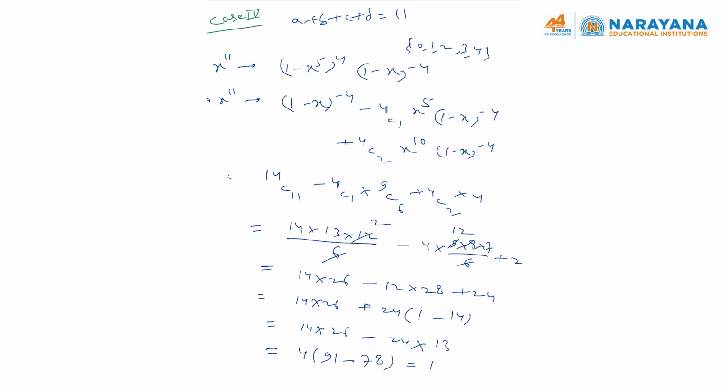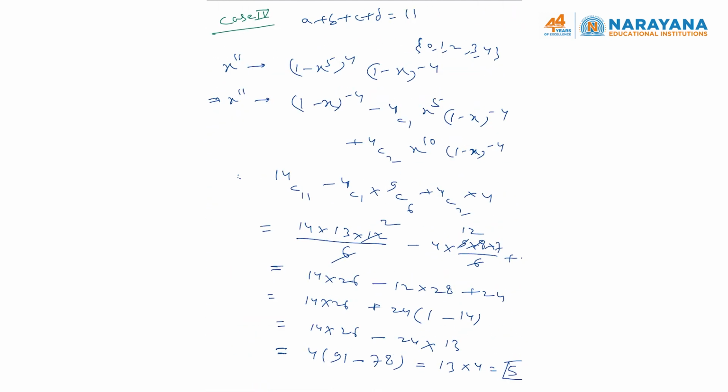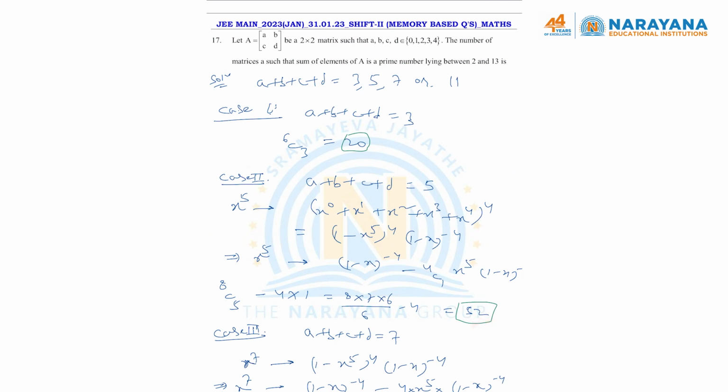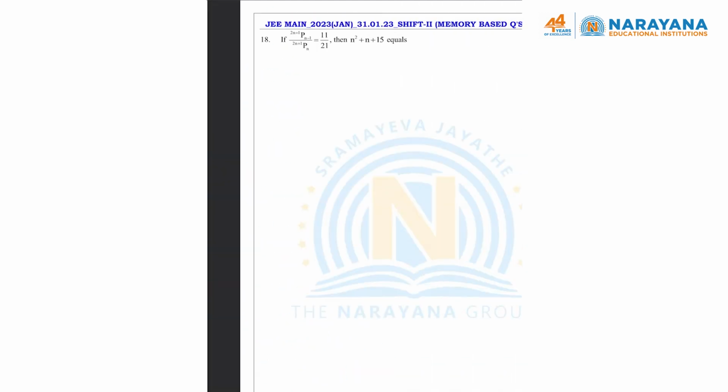Sorry, it's a 13 into 4, so that is 52. So all answer will add here. So 52 here also and 52 here also, that makes it 104, and this is 100, so total 204. So if in all cases you add, you will get the 204 as our answer.